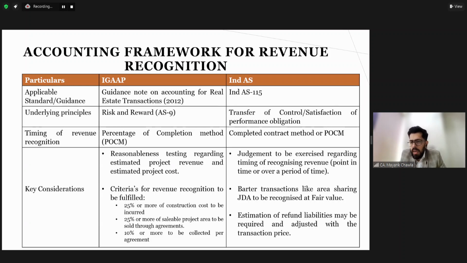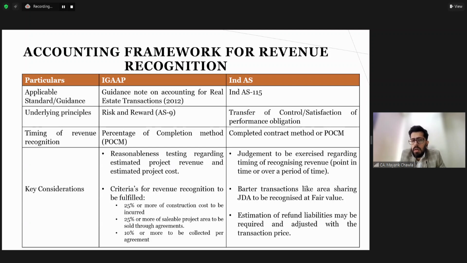So moving to Ind AS, it is quite an open field. As we all know, Ind AS has been drafted with a lot of judgment being involved, and the option has been given to the entity to do what they think is best, considering their business and the industry. So judgment is required to be exercised first of all, whether the revenue can be recognized over a period of time or at a particular point of time.